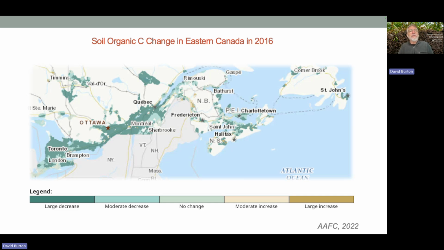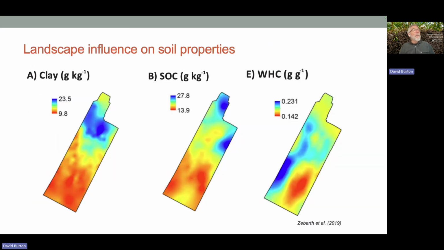This is from Agriculture and Agri-Food Canada's Agri-Environmental Indicators series, and you'll see the darker green spots are where they have the largest decreases in organic matter content. And we go back to that study in New Brunswick that Bernice Zebras conducted, and you'll see that as we look at some of the different aspects of the system, so the clay content, remember this is the lower part of the landscape, the clay contents were actually higher in this area. Remember, that's the area that had the higher electrical conductivity as well.